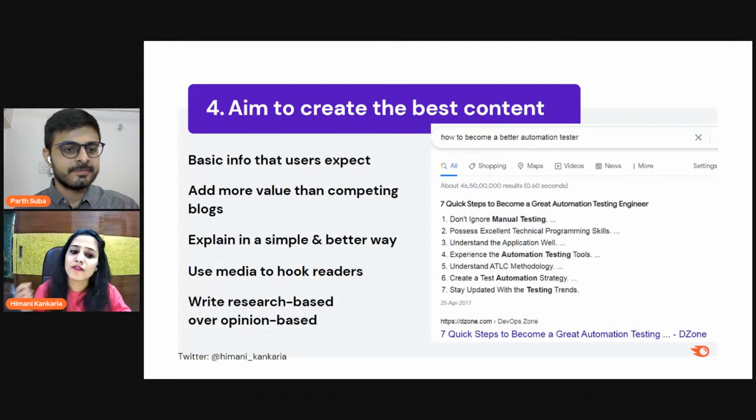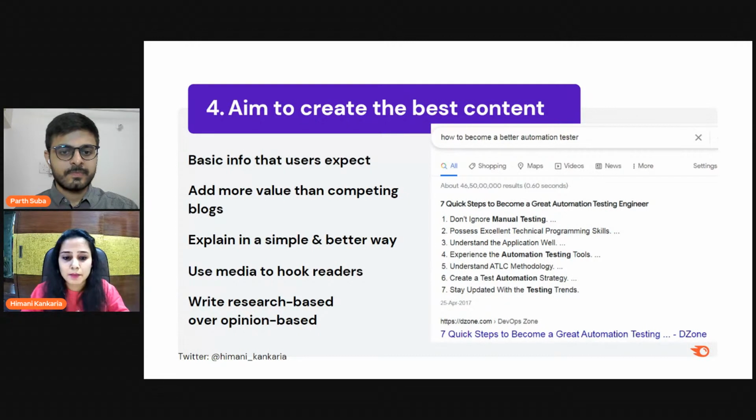What you can do is add more value than competing blogs. Say, for example, competing blogs might not have brought some examples. They might not have brought some case studies to explain their point. They might not have brought some research, some data to explain their points. So we can bring that, right? That becomes adding more value than competing blogs. You need to identify that. You have to spend some time and identify that.